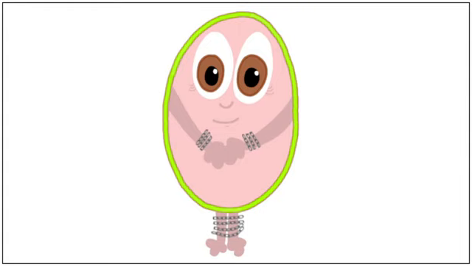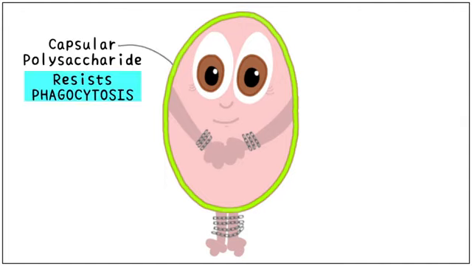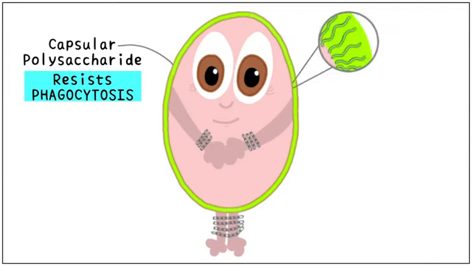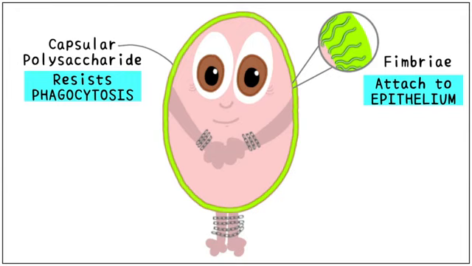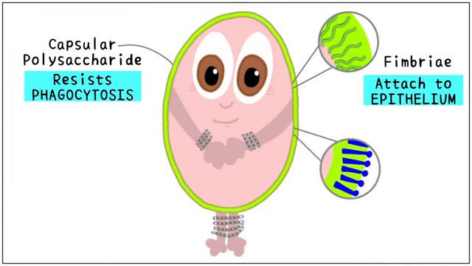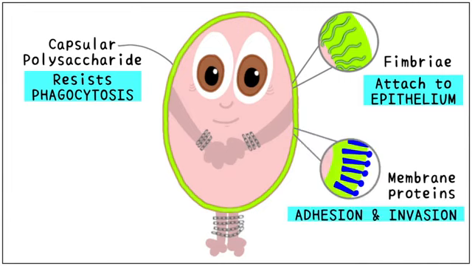Let us look at what makes Haemophilus so strong in our body, or its virulence factors. The first one is its capsular polysaccharide, which helps the organism to resist phagocytosis. The second is the presence of tiny fimbriae, which help the organism attach to our respiratory epithelium. The third factor is the presence of membrane proteins. These help in the adhesion and invasion of our cells.